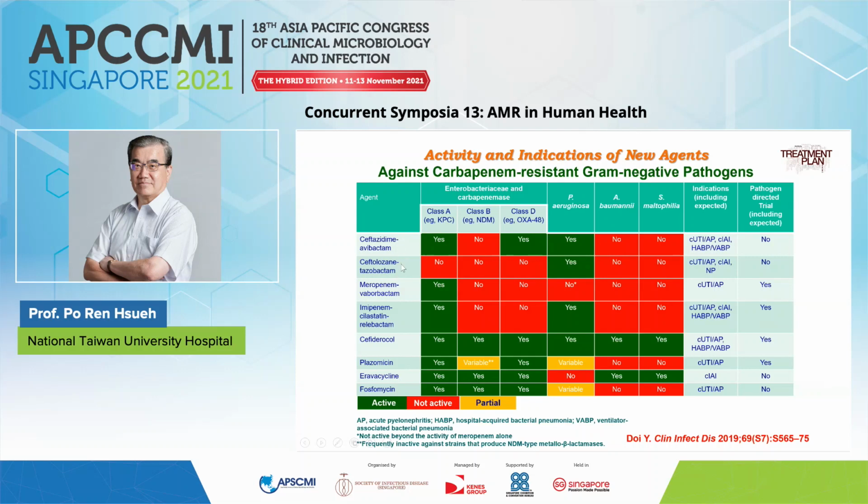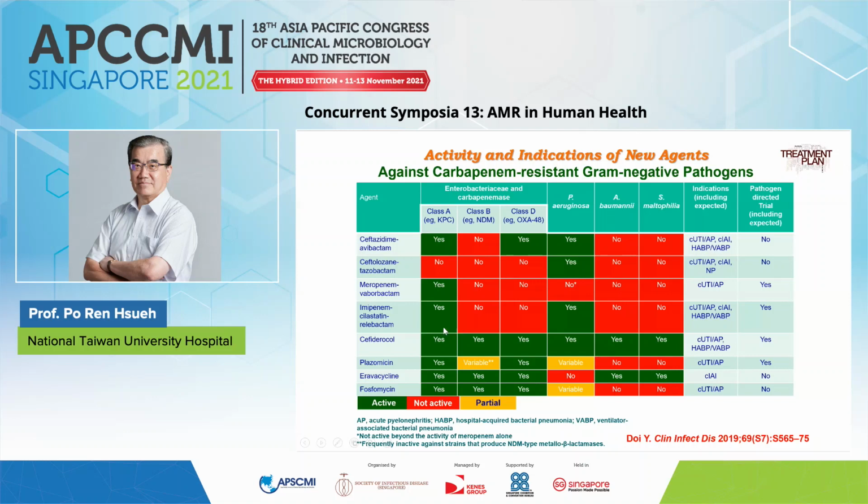So there are ceftazidime-avibactam, ceftolozane-tazobactam, meropenem-vaborbactam, imipenem-relebactam, cefiderocol, eravacycline, fosfomycin, etc. They have different in vitro or in vivo activity against different resistant organisms. For example, for carbapenem-resistant Enterobacterales, it depends on the kind of carbapenemase the isolate has. So you have different activity of the novel agents for Pseudomonas aeruginosa, carbapenem-resistant Acinetobacter baumannii, and Stenotrophomonas bacteria.